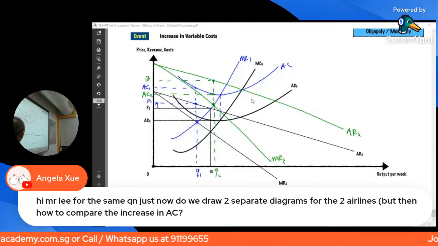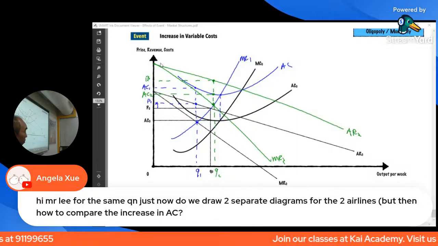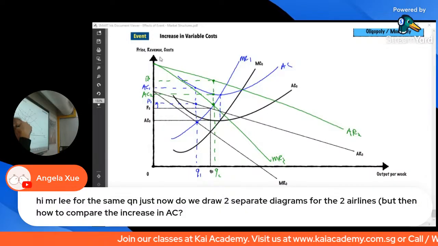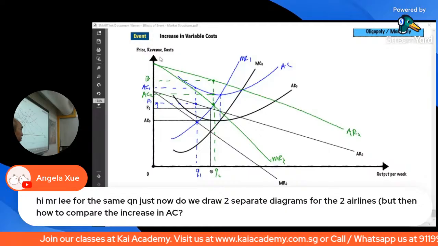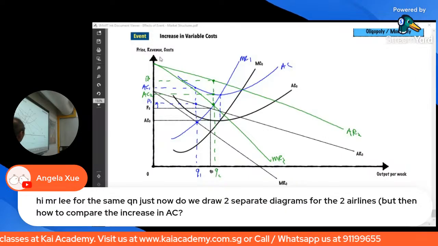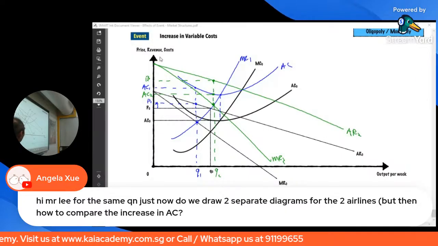But look at what happened to the consumer. The price went up from P0 to P1, and rose even higher to P2. Ultimately, the higher price has to be passed on to the consumer. Okay?